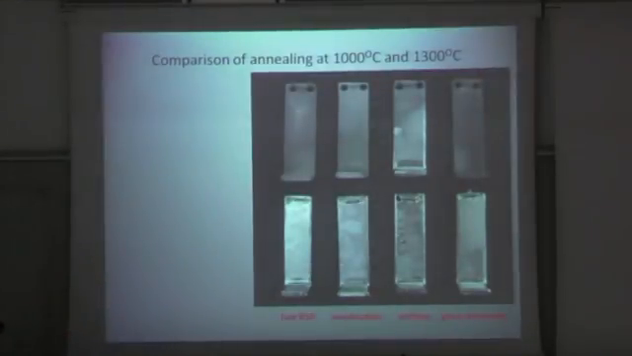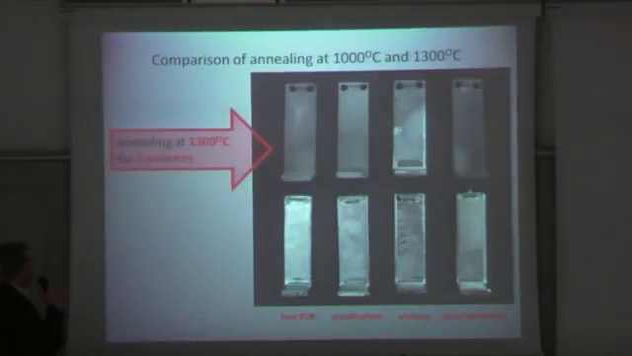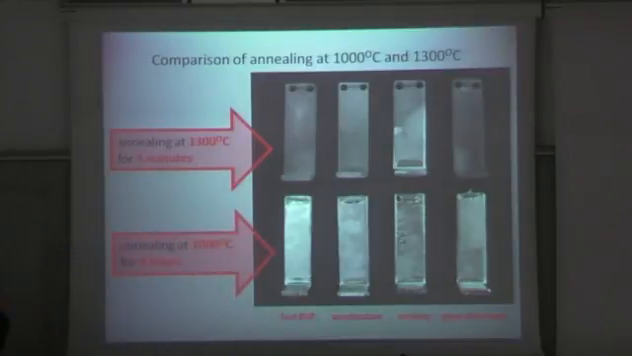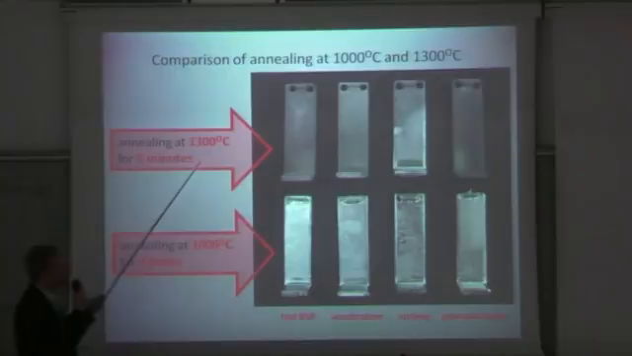And that is the result that we obtained. On the upper line, we can see the sample that was annealed at 13 degrees centigrade for 5 minutes. And on the lower line, we can see the sample that was annealed at 1000 degrees centigrade for 4 hours. As you can see, the result of using the internal furnace is much better.